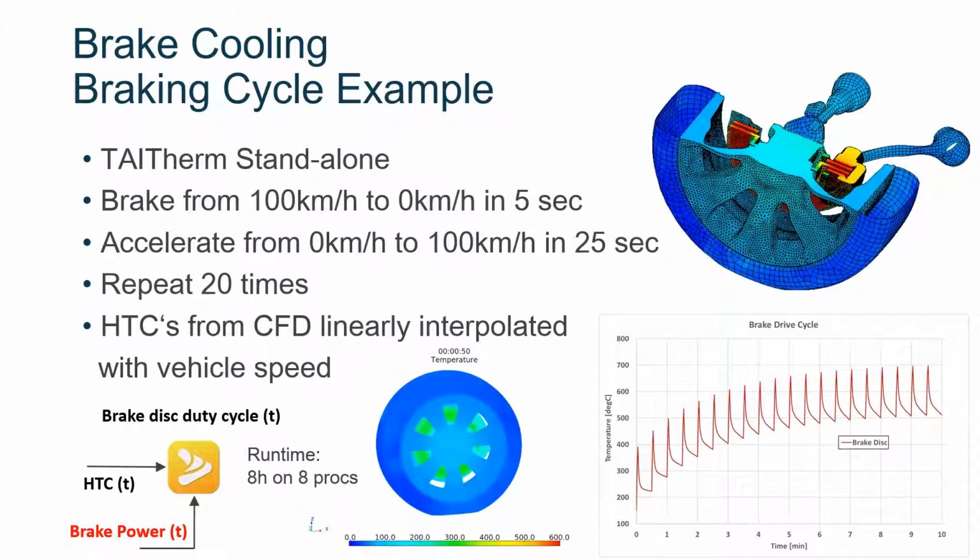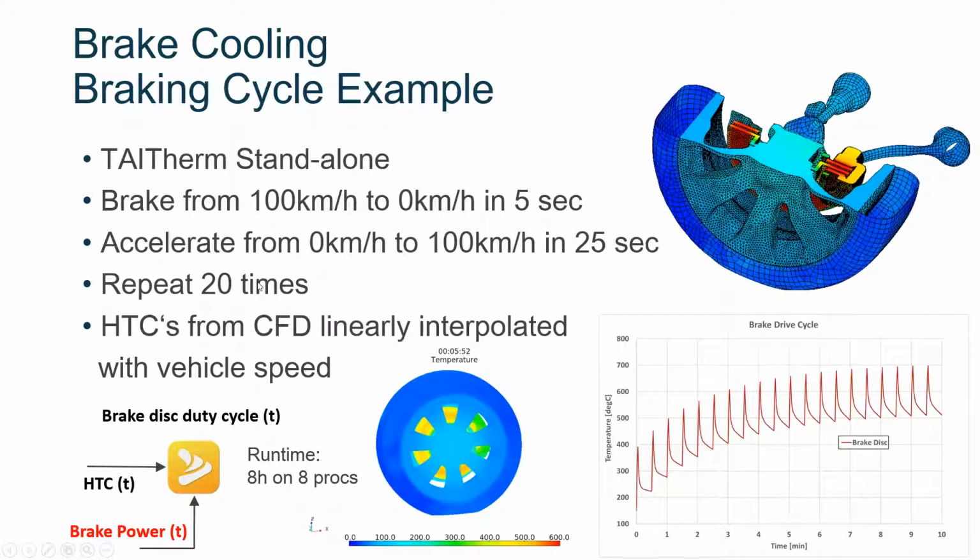From that coupled run, you can do a brake cycle in TAITherm standalone. So you would import the HTCs from the previous steady state run as a function of time, linearly interpolated with vehicle speed. You import the brake power as a function of time, and then you can do this drive cycle, where we're braking from 100 km/h to 0 in about 5 seconds and accelerate from 0 to 100 in 25 seconds.